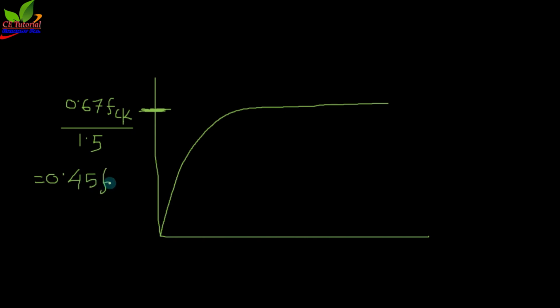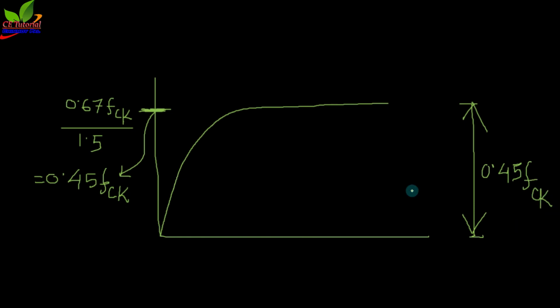0.45 FCK, okay. Now this value is 0.45 FCK. That means the y distance from the origin of the curve is 0.45 FCK, and this strength will start at the strain value.